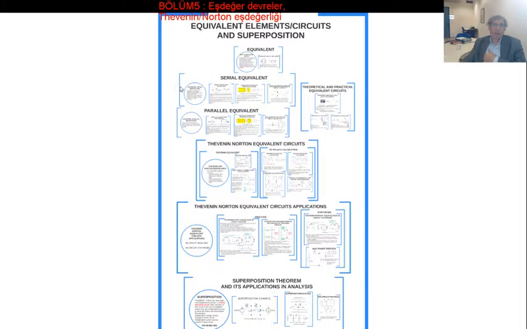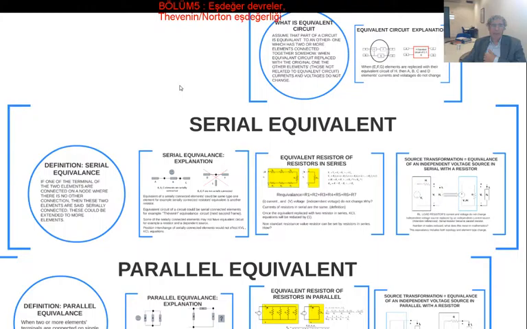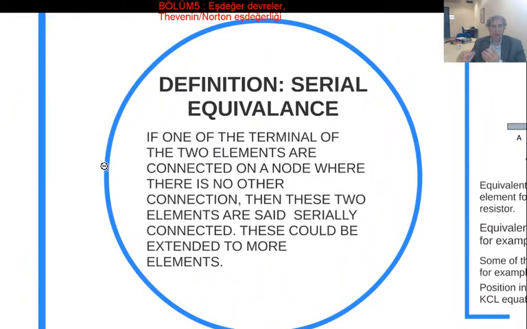Let's start with the serial equivalent circuits. So first of all, what is a serial connection? Serial connection first. If one of the terminals of two elements is connected to a node where there is no other connection, then these two elements are serially connected. This could be extended to more elements.